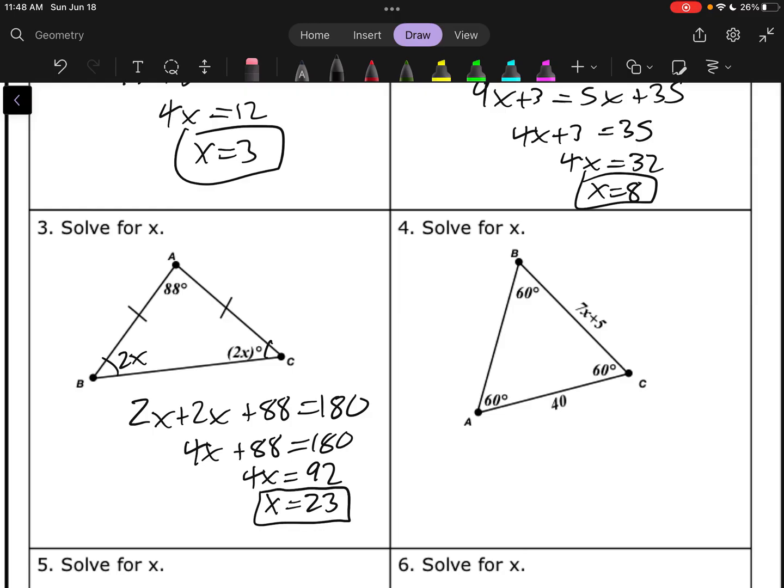All right, over here we got an equilateral triangle. All 3 angles are 60, which means that all 3 sides are the same. So 7x plus 5 has to be equal to 40. 7x is equal to 35, so x is 5.